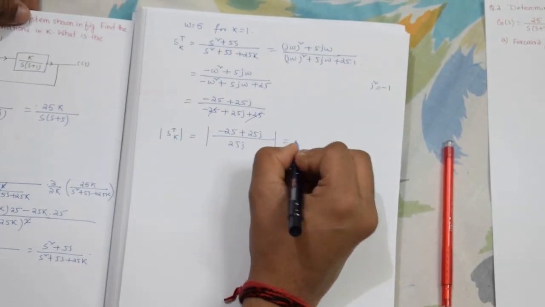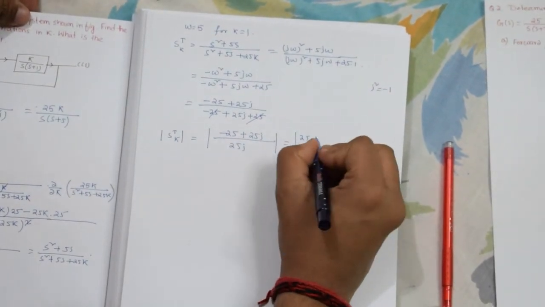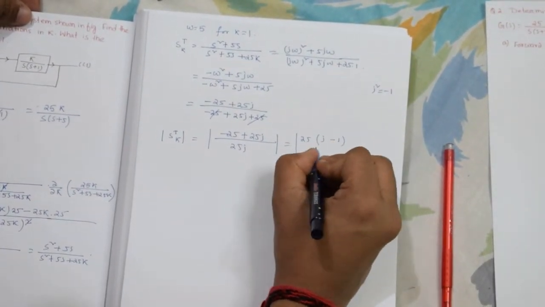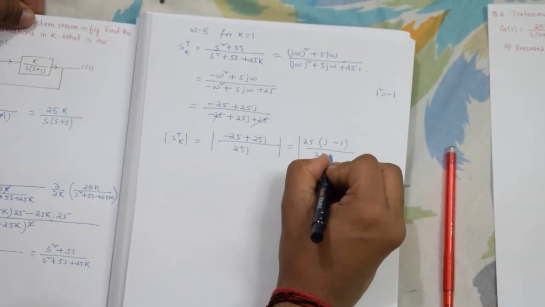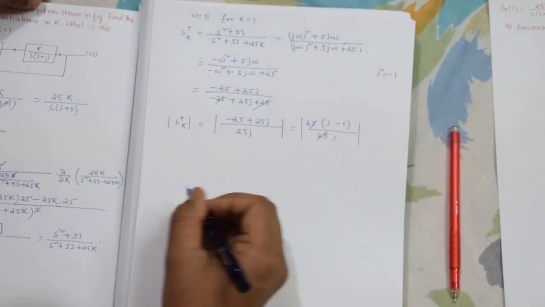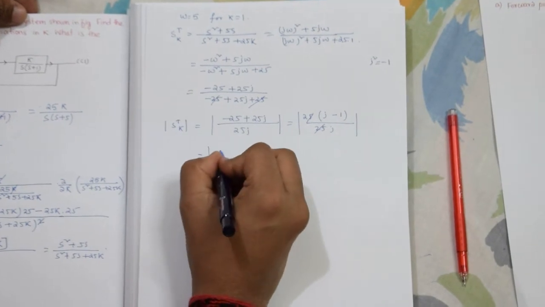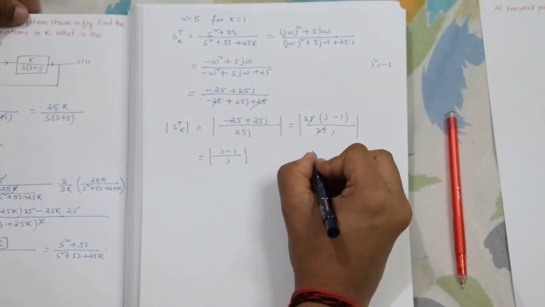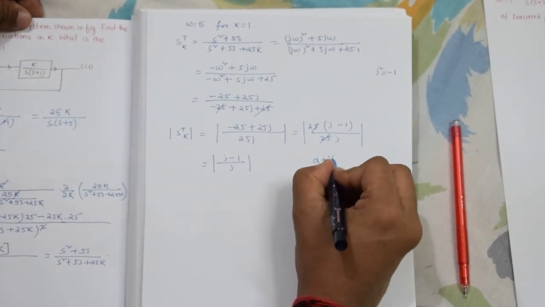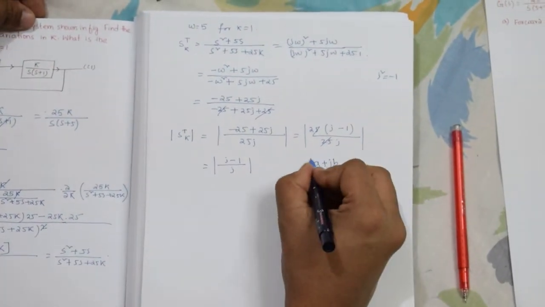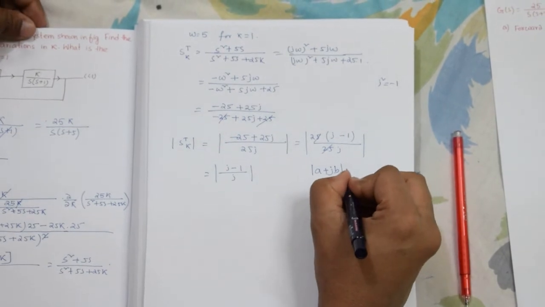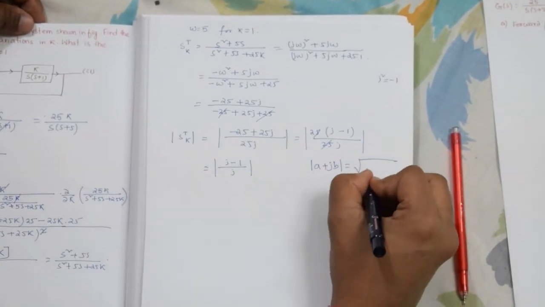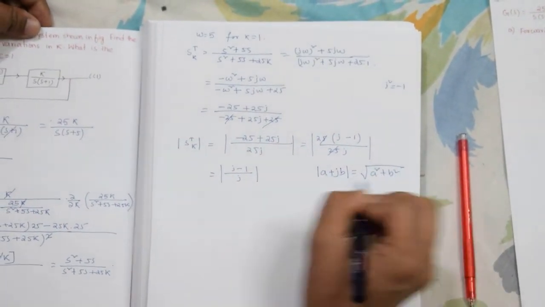If we take 25 as common from here, we will get (j minus 1) by 25j. Cancel this 25, we will get mod of (j minus 1) by j. We know that if we have a plus jb and we want the mod of this one, the magnitude is root over a square plus b square.